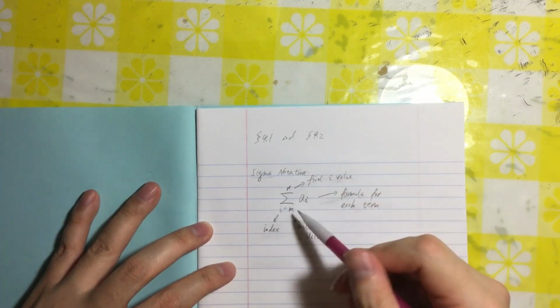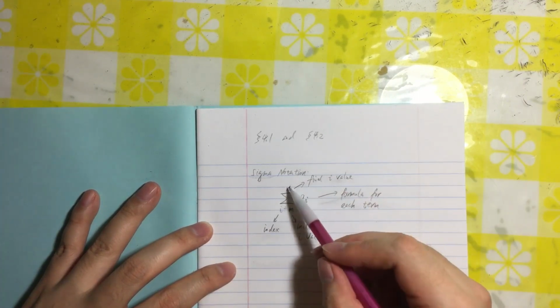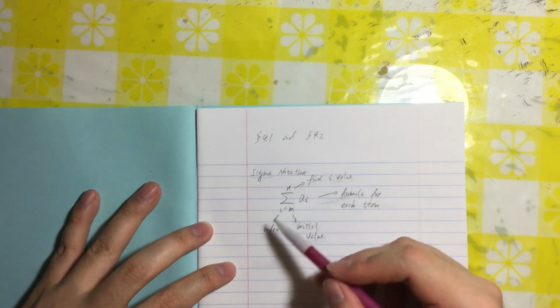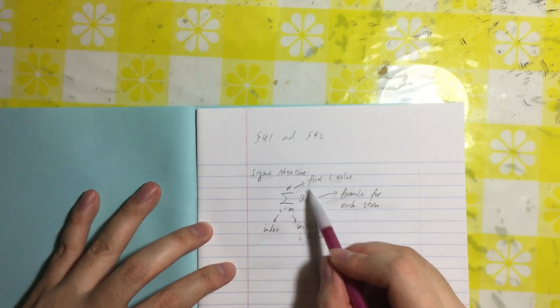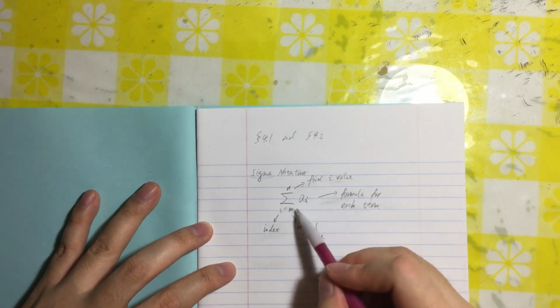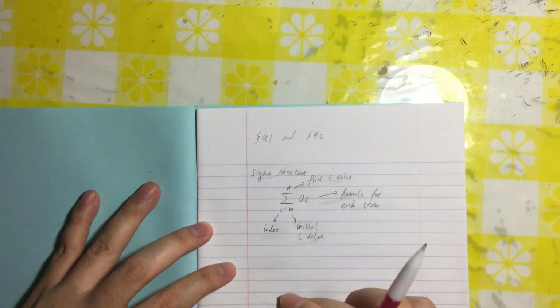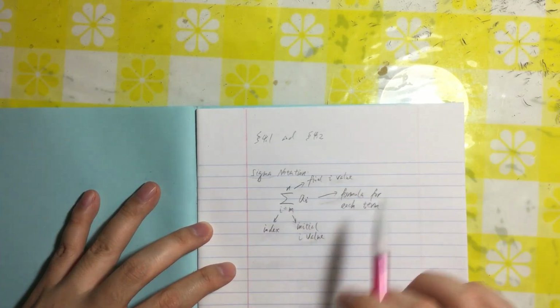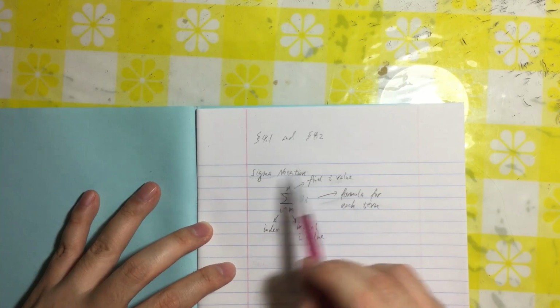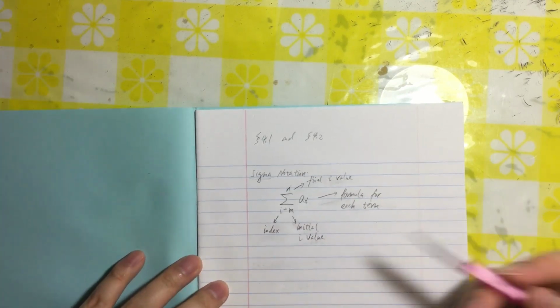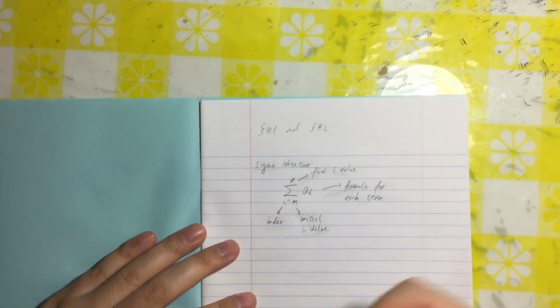For example, if m is 2 and n is 5, then i equals 2, 3, 4, 5. We plug each of 2, 3, 4, 5 into the formula a_i. Then we can find a value for each, then add them up. That's the answer for this expression. Next, let me show you some examples. It will make more sense to you.